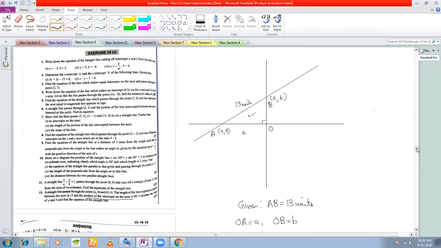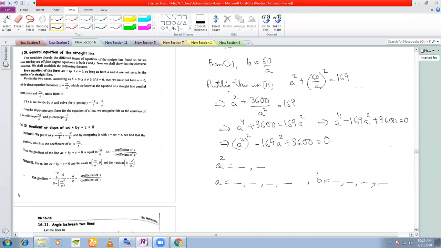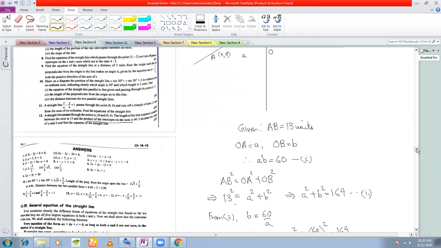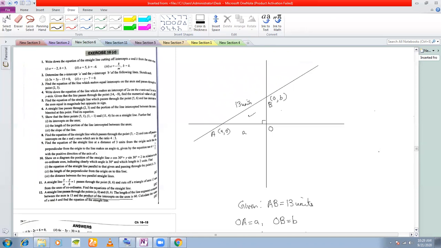But the point here is not that. The point here is I can solve this question even without getting this quadratic. You know how? By a little guesswork, by using Pythagoras theorem. 13 units is your hypotenuse. What are the Pythagoras triplets in which 13 is the last? What is the triplet?